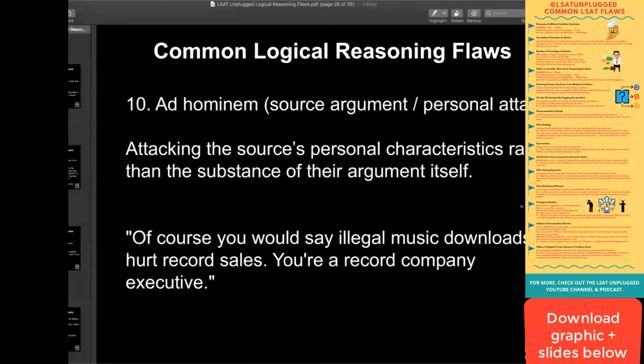All right, so that's ad hominem. Any questions on that? All right, well, that's ad hominem. It does come up quite a bit, not all the time, but it does come up occasionally.